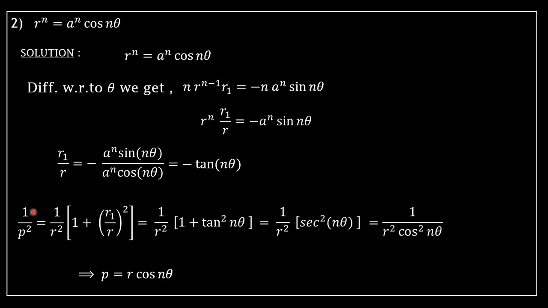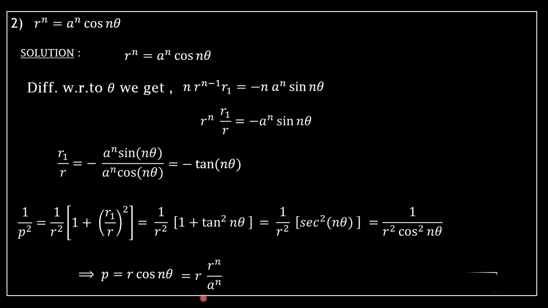Over here it is 1 by p square is equal to 1 by r square into cos square n theta, right? So cross multiplying the terms and taking the square roots on both sides, we get p is equal to r into cos n theta. But what do you know about cos n theta from the given curve? Cos n theta is nothing but r to the power n divided by a to the power n, isn't it? Now, whether theta is eliminated over here, students? Yes, theta is eliminated, so the equation is independent of the variable theta.